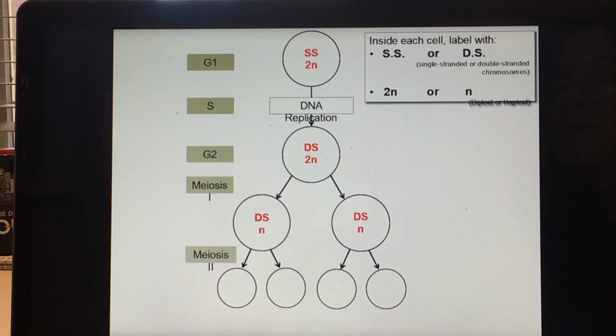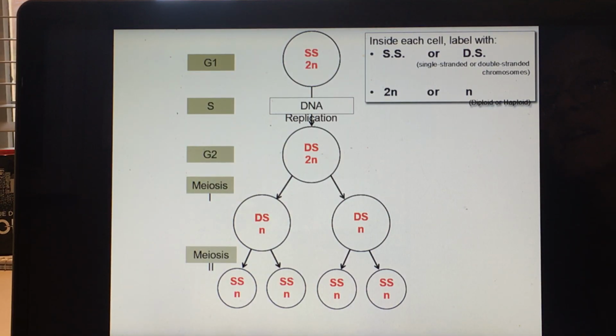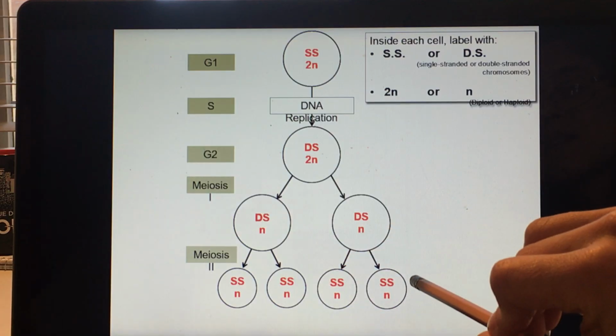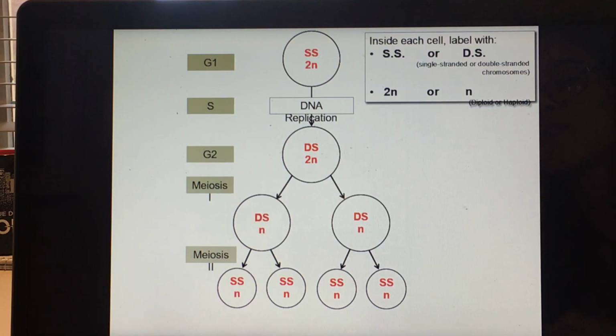Now, after meiosis 1, the cell goes from diploid to haploid. Remember that homologous chromosomes separate during the first division in meiosis. But we still have double-stranded chromosomes. Meiosis 2 separates sister chromatids, so we go from the double-stranded N number of chromosomes to single-stranded. So our gametes would be haploid and single-stranded. But remember, the transition from diploid to haploid happens in the first division, not the second division. The second division is to separate the double-stranded chromosomes into single-stranded chromosomes.